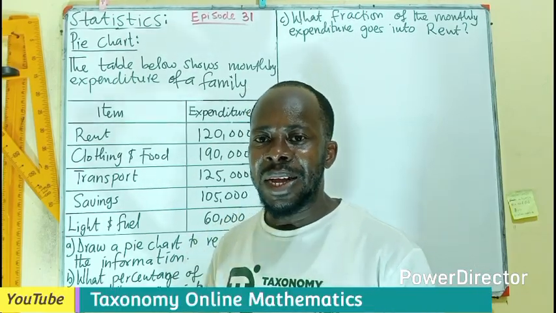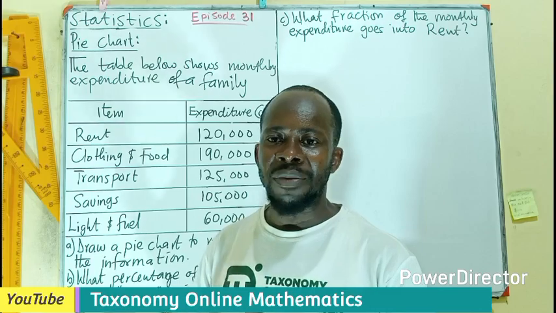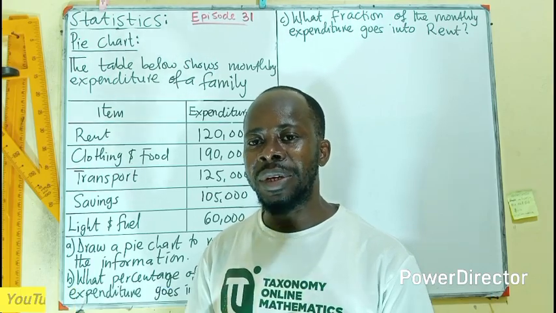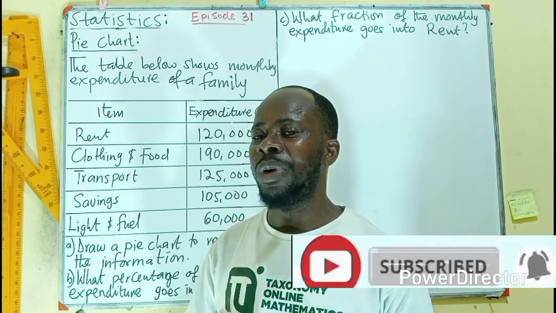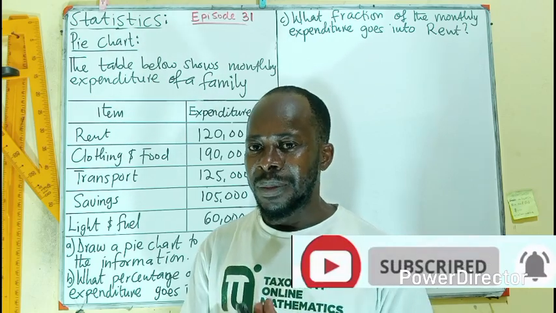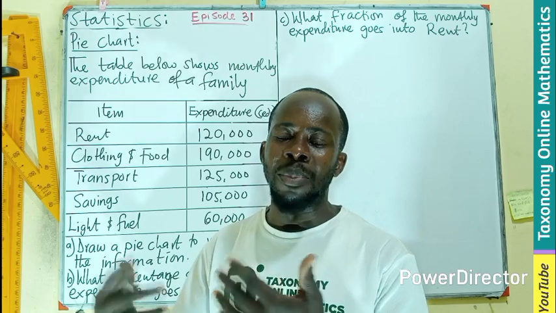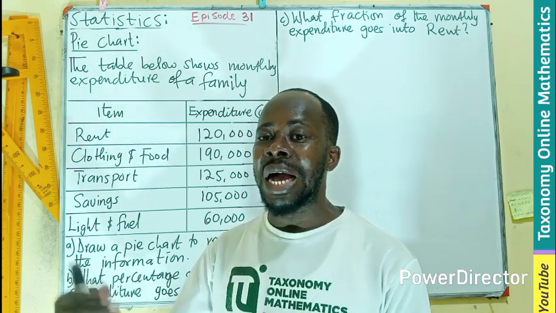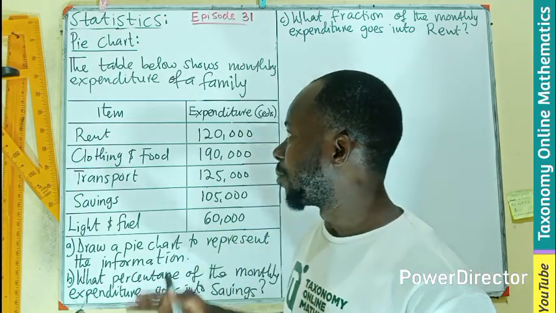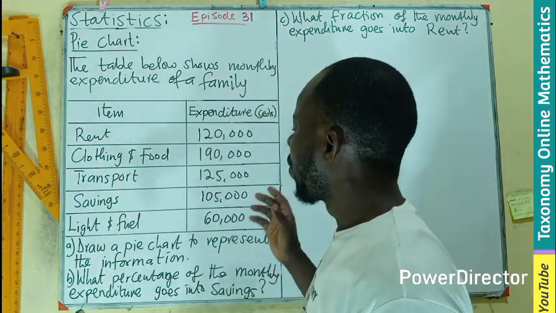Hello, welcome. Let's continue the tutorial on statistics, the graphical representation of data. In the last two episodes we began with the pie chart. In this episode, we want to move on to what they call the interpretation, how we can use the pie chart to answer questions. So, for example, the table shows monthly expenditure of a family.